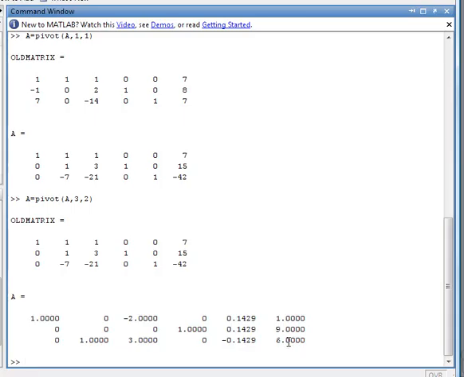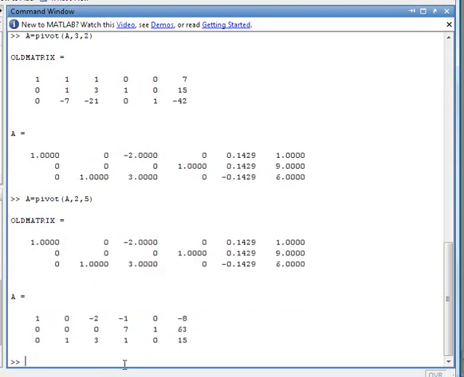Back to MATLAB and have a look. Keep these two. I've already dealt with that one, so we would need to put an identity matrix column there, and it would be the middle column of the identity. So we want to put a 1 there. So that's row 2, position 1, 2, 3, 4, 5. A equals pivot A, 2, 5. And here's our answer.